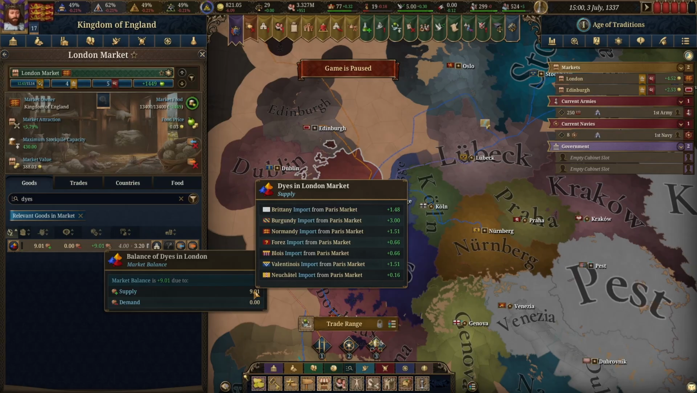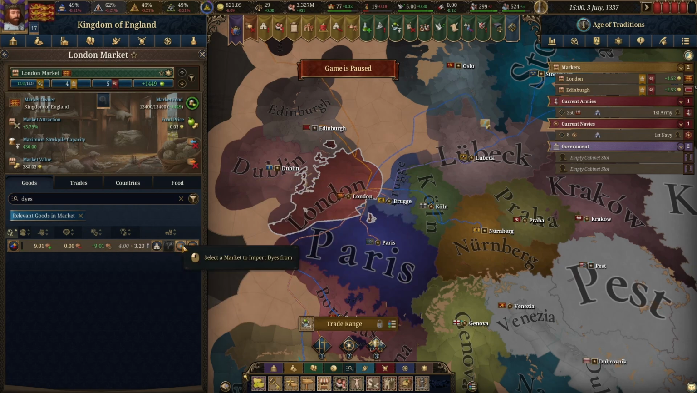Now, as supply increases, the price will eventually fall, and their exports of dyes to you will automatically slow or stop. There is no incentive to oversupply, and this is because, as you'll see soon, exporting a good is limited by trade capacity, market access, and how much that trade route costs to maintain.